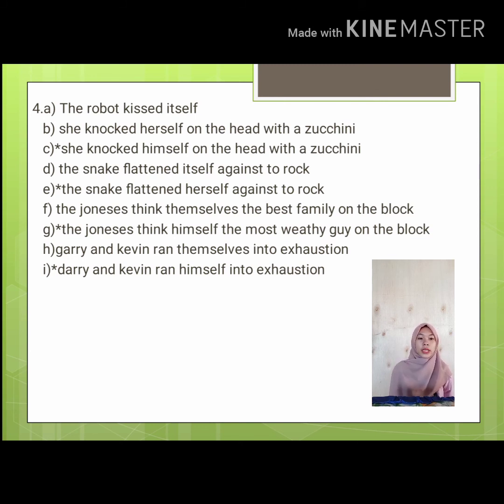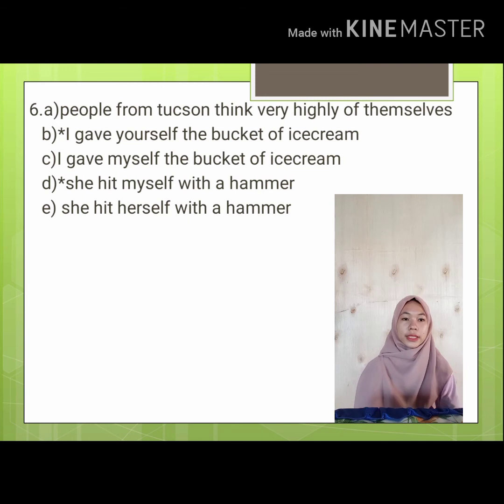Number refers to the quantity of individuals involved in the sentence. English primarily distinguishes singular number from plural number. Testing this again with more data, we can see that this partially makes the right prediction in 5, but it doesn't properly predict the grammaticality of sentences 6B through E. 6A. People from Boston doubt very heavily of themselves. B. I gave yourself the bouquet of ice cream. C. I gave myself the bouquet of ice cream. D. She hit myself with a hammer. E. She hit herself with a hammer.